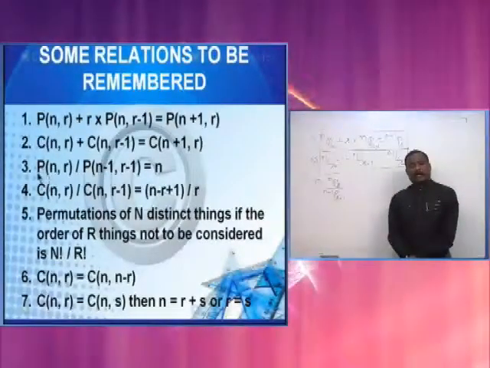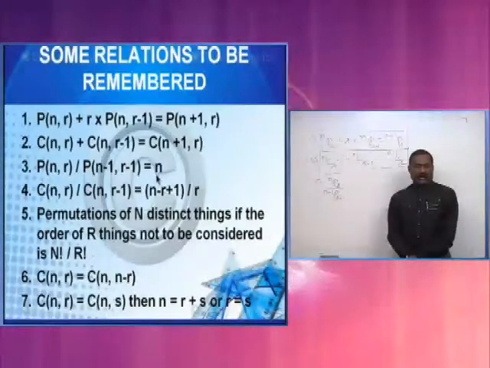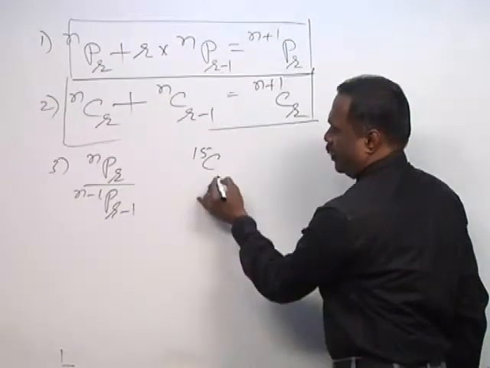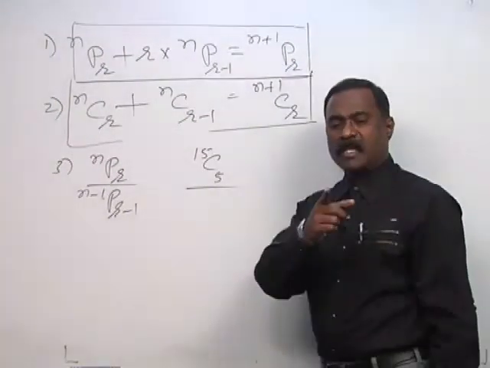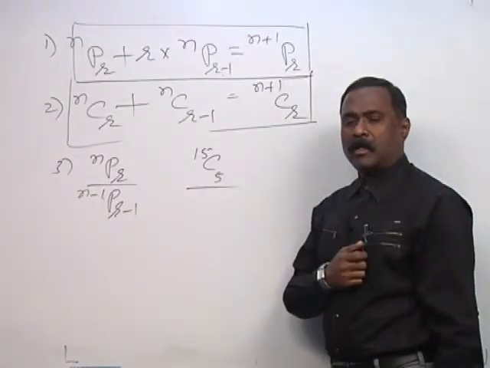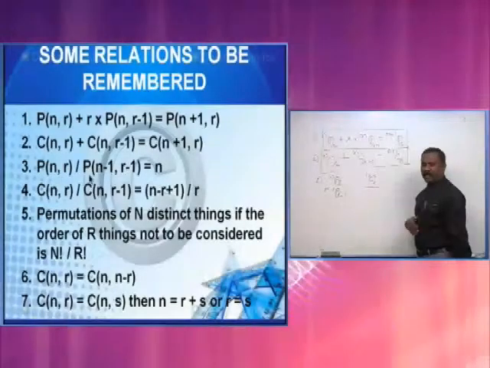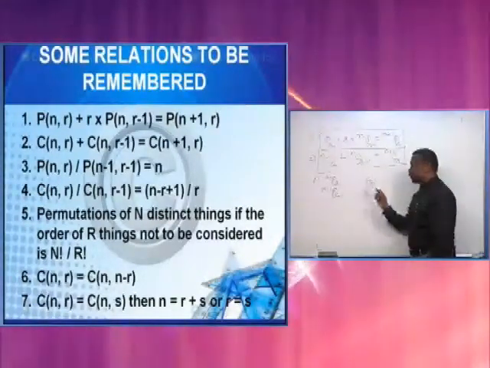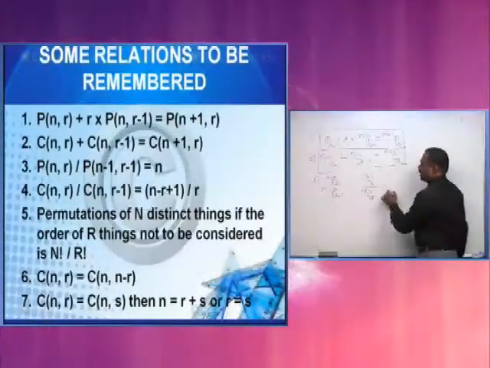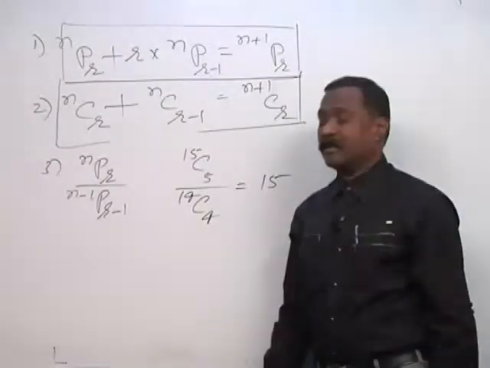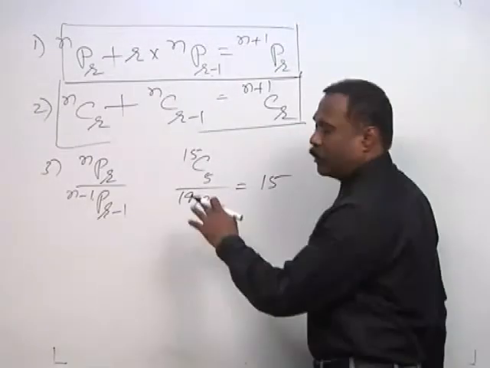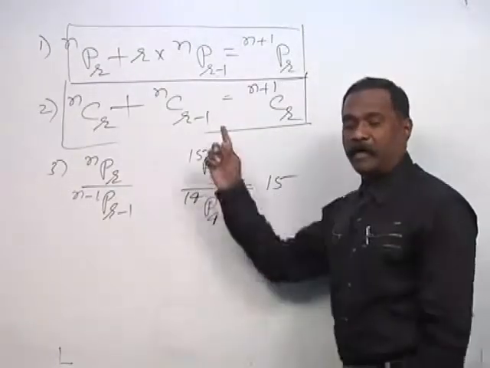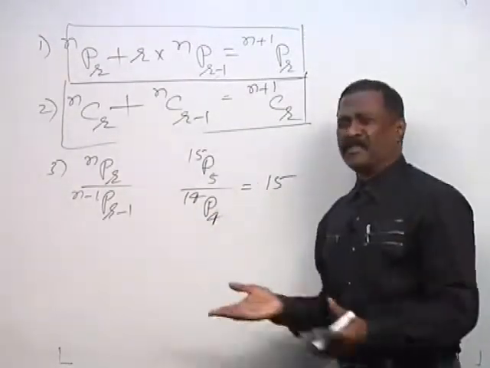Whenever you come across such type of numericals, you can write the answer directly. Like if you have 15C5 upon 14C4, that is n is given to be 15, r is given to be 5, and in 14C4, 1 is reduced here. In this case, what should be the answer? It should be 15. That is 15P5 upon 15P4 is equal to 15. This is a very simple thing.